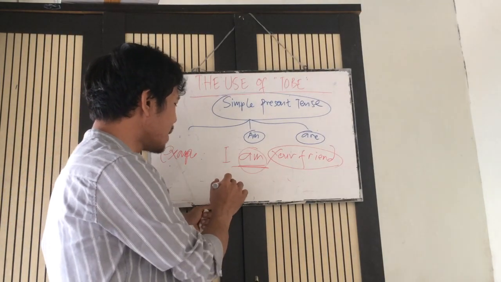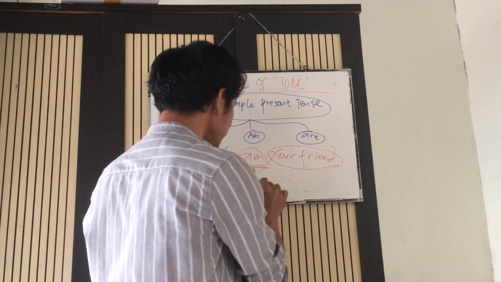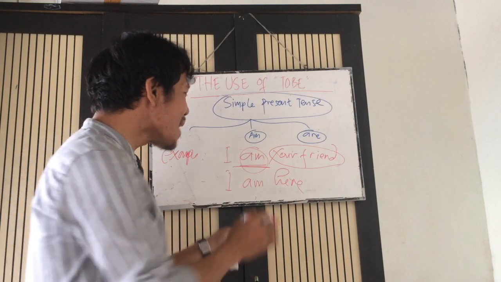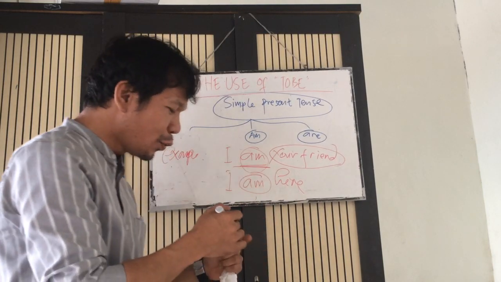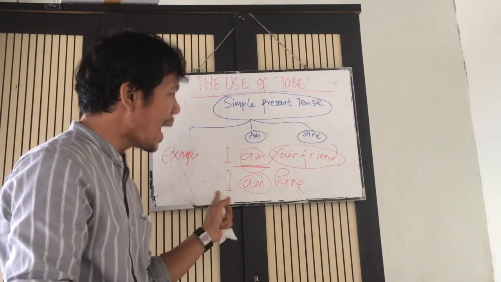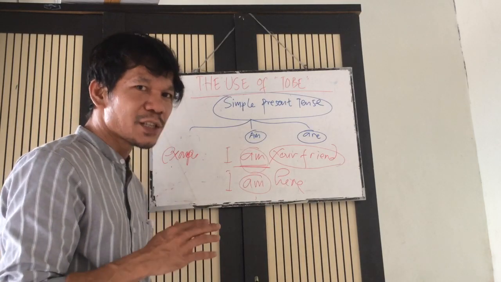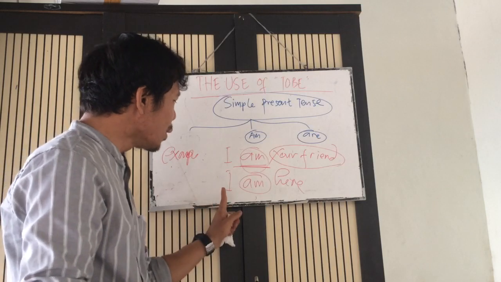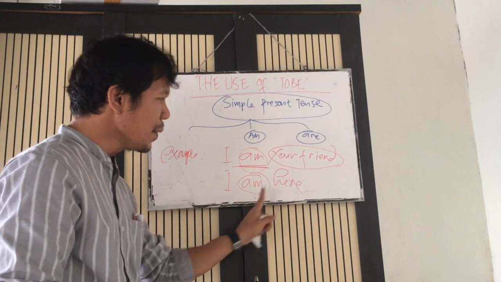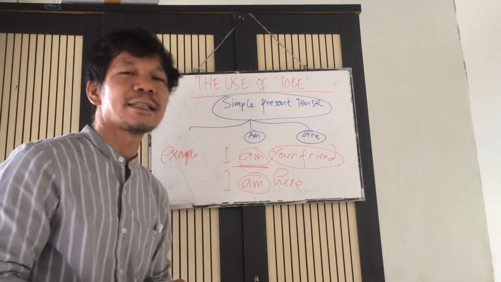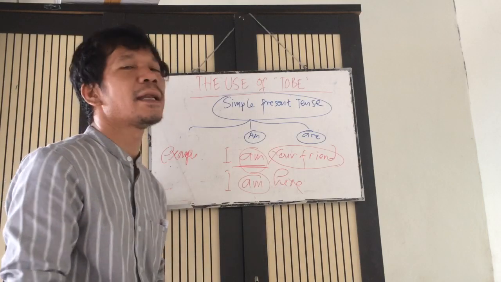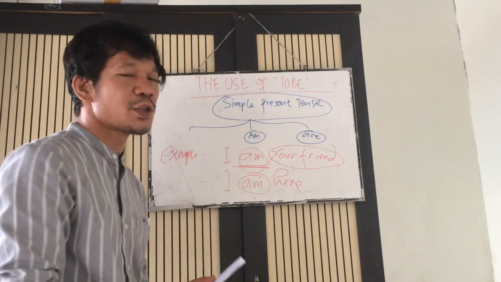The second example is I am here. Why do we use am here? Why do we have to use to be am here? We don't write I here. No, it's false in English. We use am here because the subject is I. I am here. Because here is not a verb. It is an adverb. So that's the use of to be am.